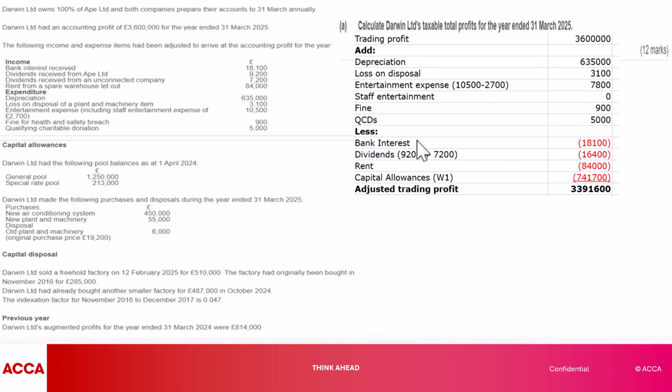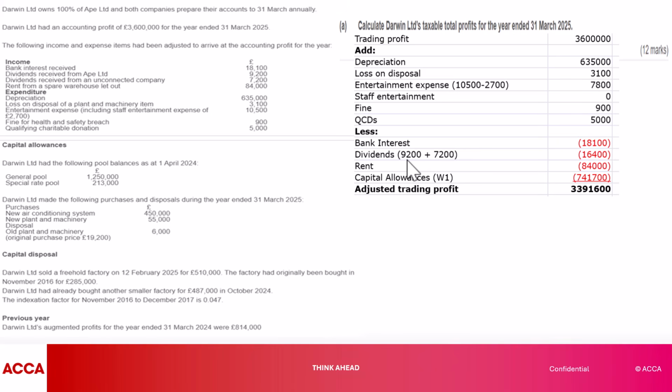Then we come here to what we less. We less the bank interest because this bank interest received should not be considered as a trade income. Rather, it will be considered as interest income from non-trading loan relationships. We'll never have bank interest received as trade income in your exam. The examiner stated they will not test on that.